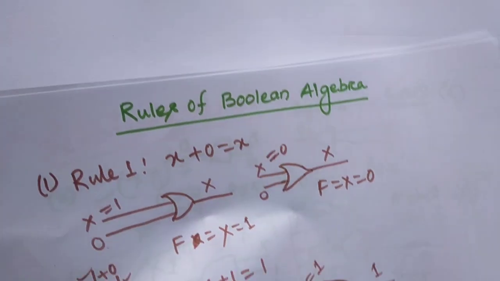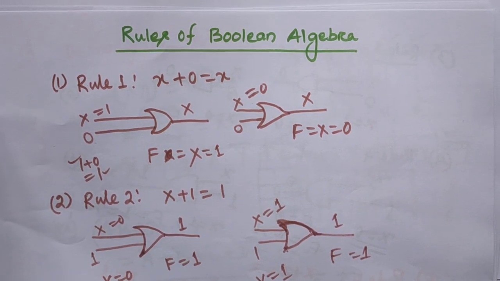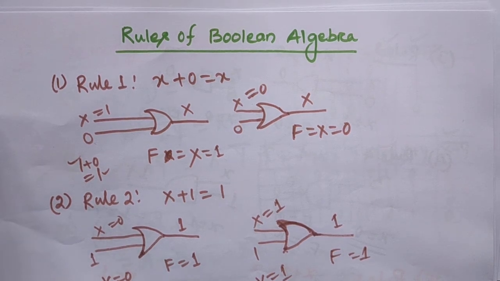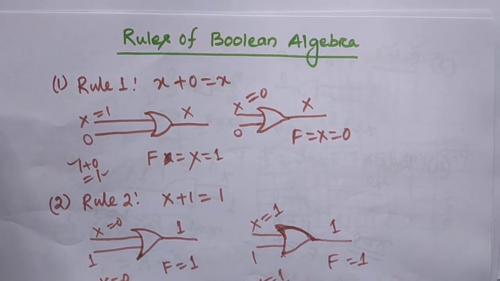Okay, so these are the basic rules. I defined these basic rules in different ways. I hope all of you understand these basic rules, and the different rules for Boolean algebra in different ways. I hope all of you understand all the rules. Okay, thanks to all. I hope all of you understand this topic.